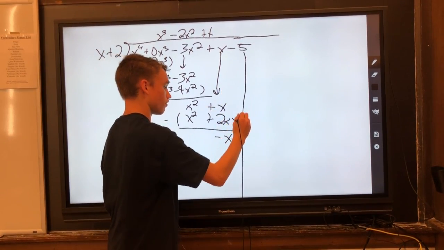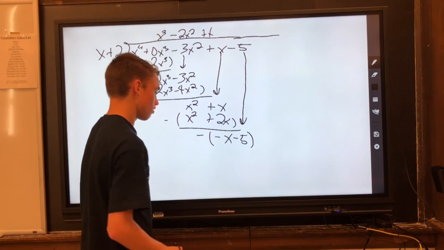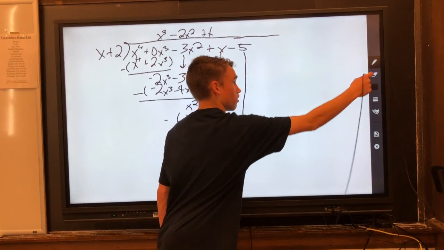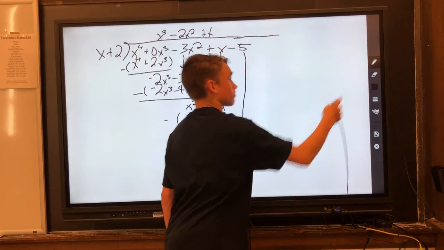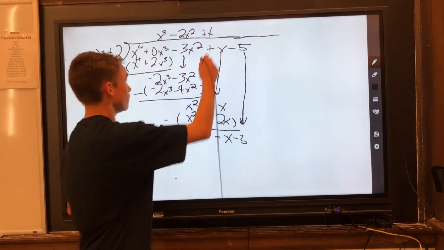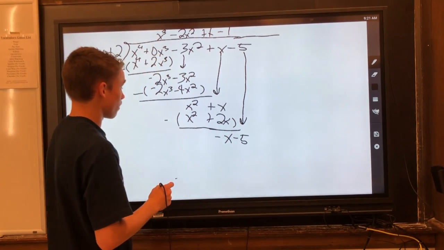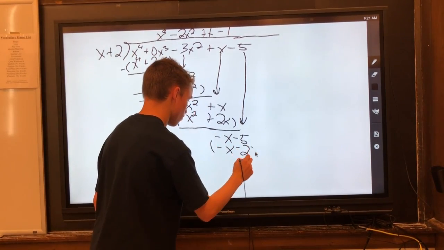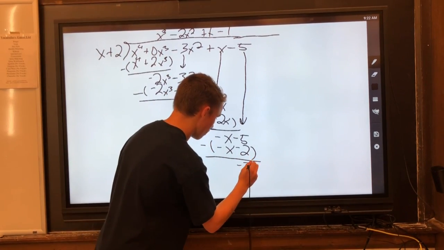And drop down the 5, and you have negative x minus 5, and, excuse me, x goes into negative x negative 1 time. So you have negative x minus 2, and you subtract, and you get negative 3.